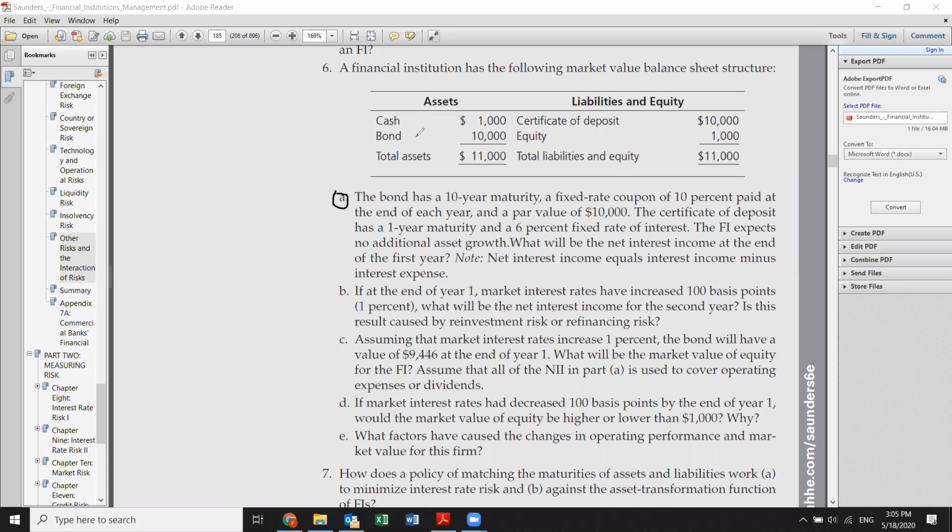So we need to have a situation here. This is 10-year, and this is 1 year. So 10-year maturity and 1 year. So what do you think? What kind of problem do you have? A refinancing risk or reinvestment risk? Refinancing risk here. Very good.